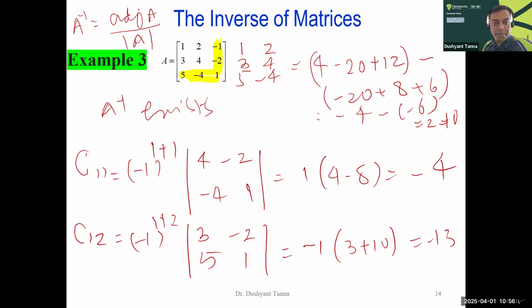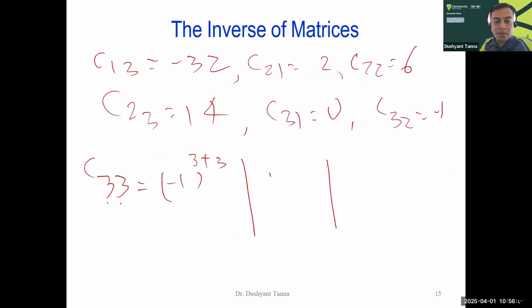Okay, so that's the matrix 1, 2, 3, 4. Now for a 2 by 2, the determinant is principal minus secondary. So outside is minus 1 power 6. So that's positive, and that's 4 minus 6. So that's minus 2. So that is your C33.